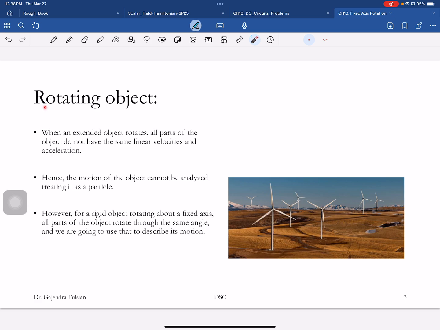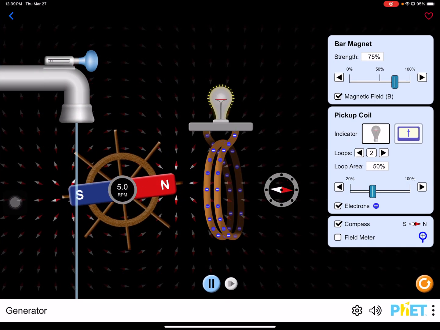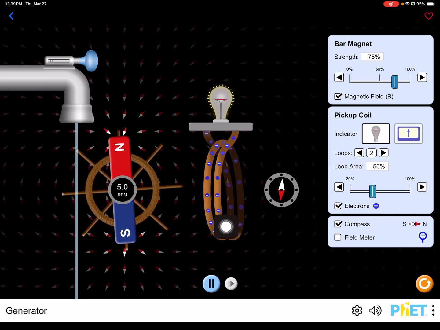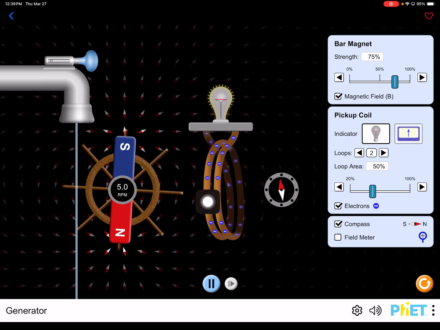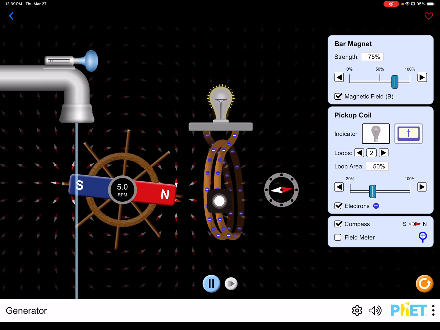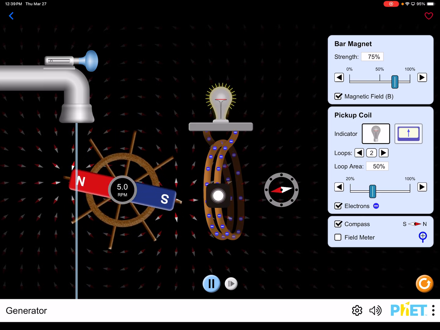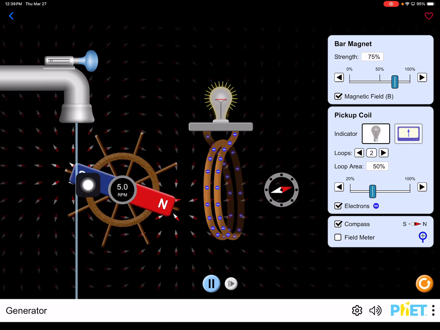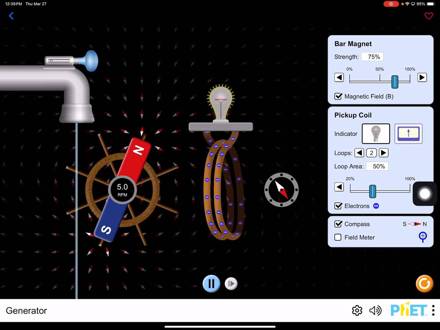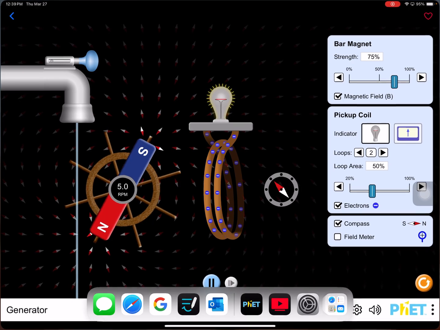All right, so we look at rotating objects, and we have rotating objects all around us. Again, like I said, I showed you this. So this is a generator, and you'll learn about this in the next chapter. I mean, in physics 2. So you rotate a magnet, and if the magnetic field through a coil is changing, it'll induce a current in it. So what you're doing is the energy of the water is converted to electrical energy. So that's what a generator does. It converts mechanical energy to electrical energy.